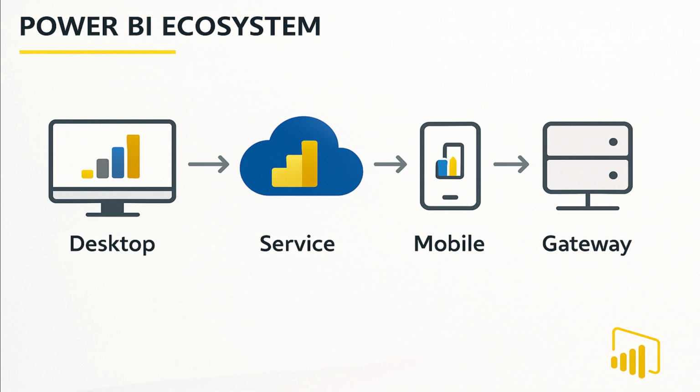The next one is Power BI Mobile. It is the app for iOS and Android to view dashboards on the go. The last one is Power BI Gateway. This is used for connecting on-premises data sources securely. All of these work together to enable end-to-end reporting and analytics. In this tour, we will see how they fit together.